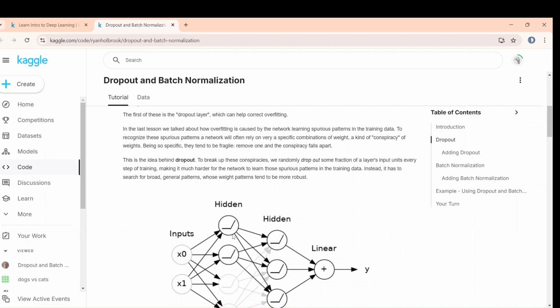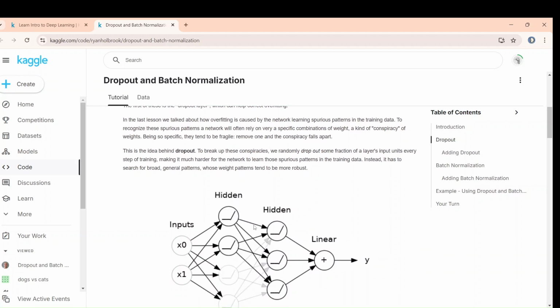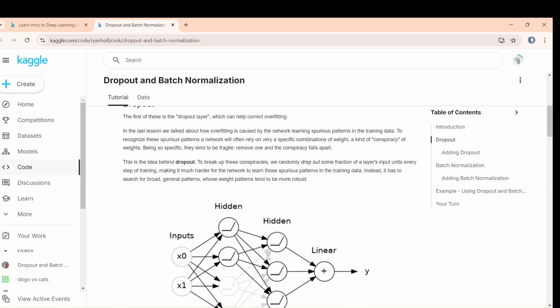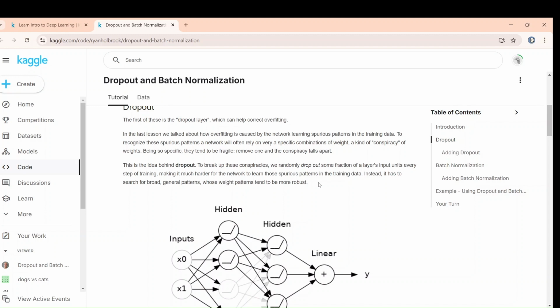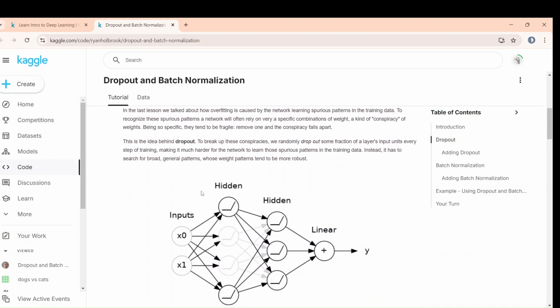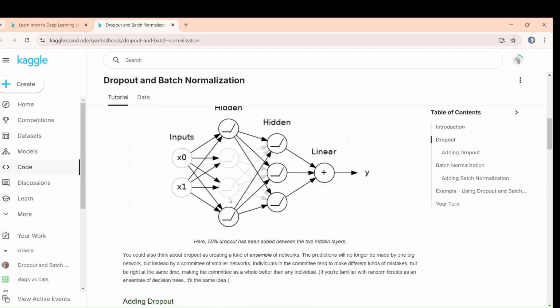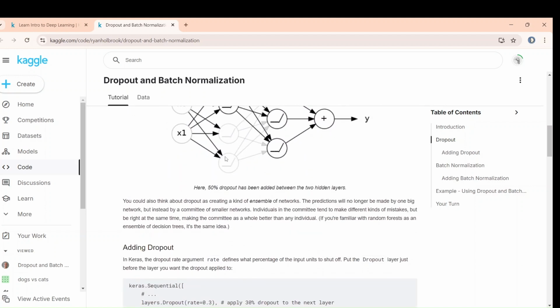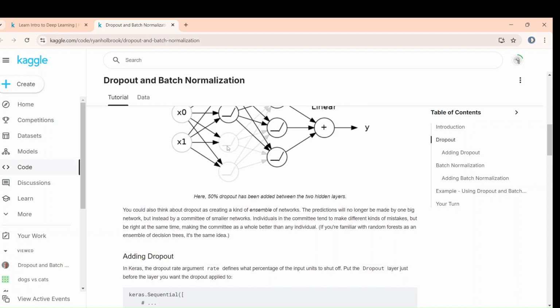And we are selecting randomly. Why? So that the conspiracy falls apart. So that it doesn't think that this is the only way. So that it learns from different combinations, and it captures the real pattern rather than memorizing the thing. This makes it much harder for the network to learn those spurious patterns in the training data. Instead, it has to search for broad patterns whose weight patterns tend to be more robust. Exactly. Now you have to find the general pattern. You can't just memorize the thing. You have to understand the general pattern because sometimes it is stopped, sometimes it may be stopped randomly. Some neurons are stopped.